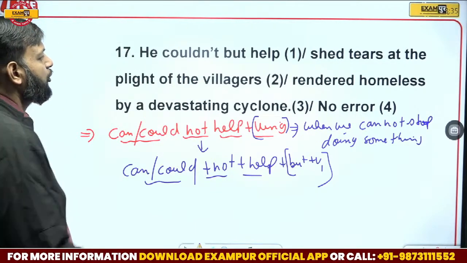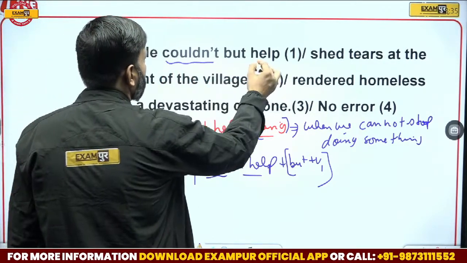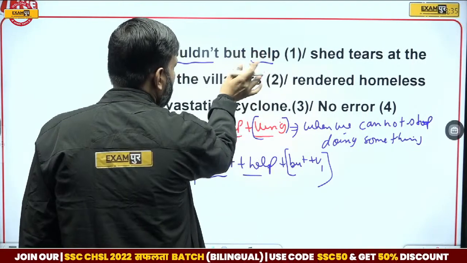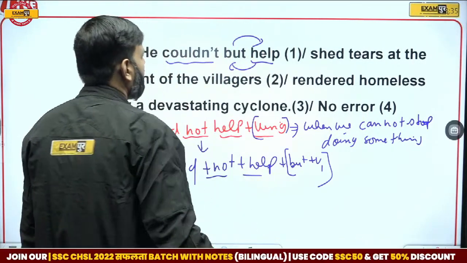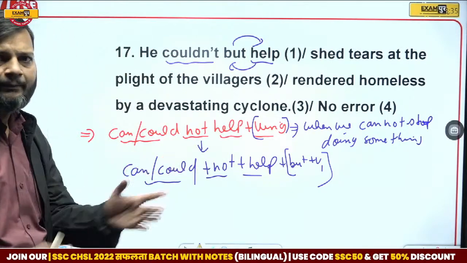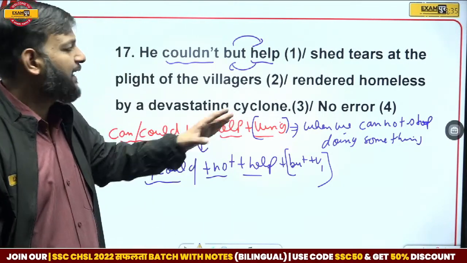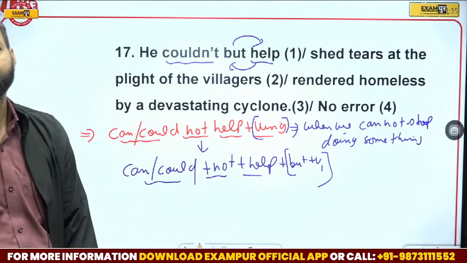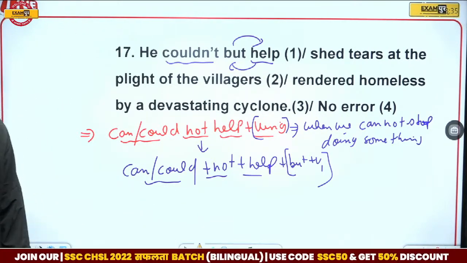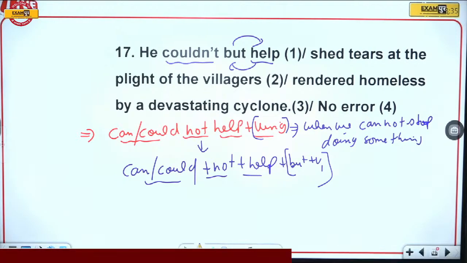So here we have I could not help and but, and these two words are shuffled. So just swap them. I could not but help will become I could not help but. Okay. Is it clear?